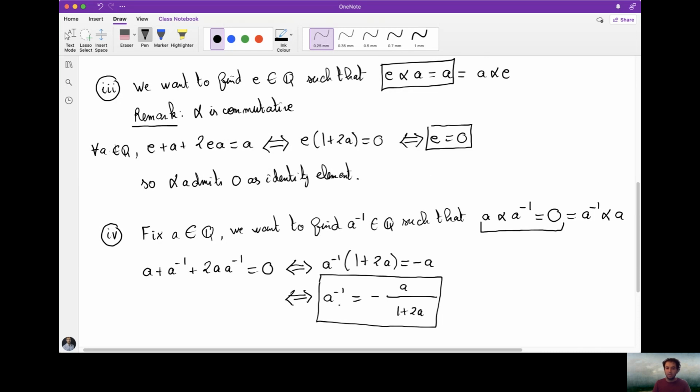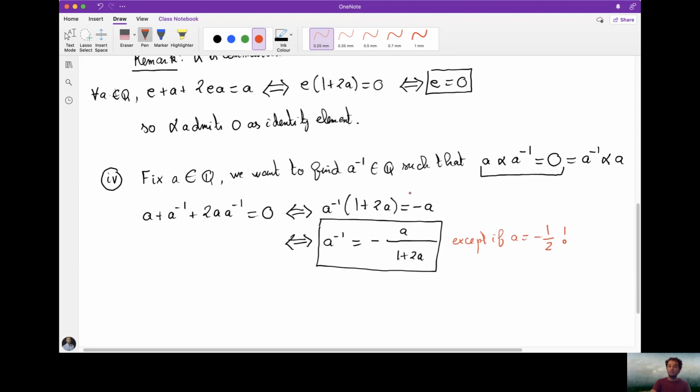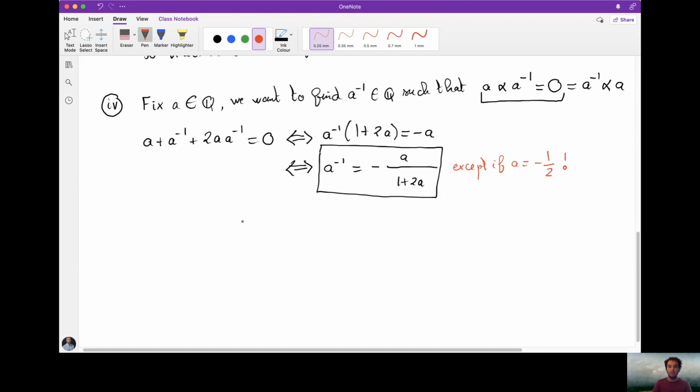Okay? So this shows that if you choose A, you can find an inverse such that if you do A operation A minus 1, you find 0. However, you need to be careful here, because you are dividing by 1 plus 2A. So in fact, you cannot do this division for any A belonging to the rationals, right? This is not possible except if A is equal to minus 1/2. For A equals minus 1/2, the division here is impossible. So in fact, what we see here is that all numbers are invertible except minus 1/2.